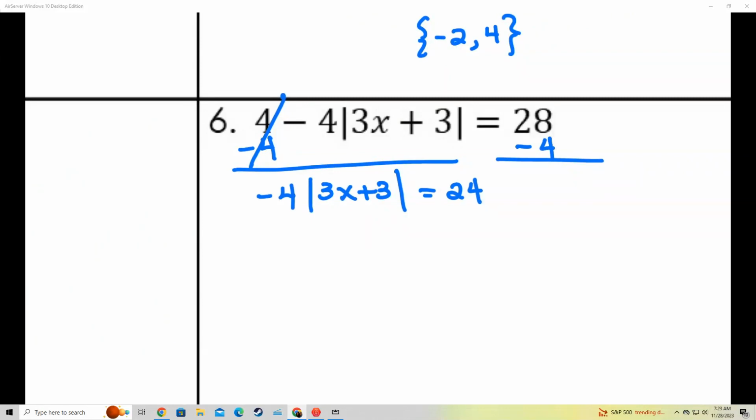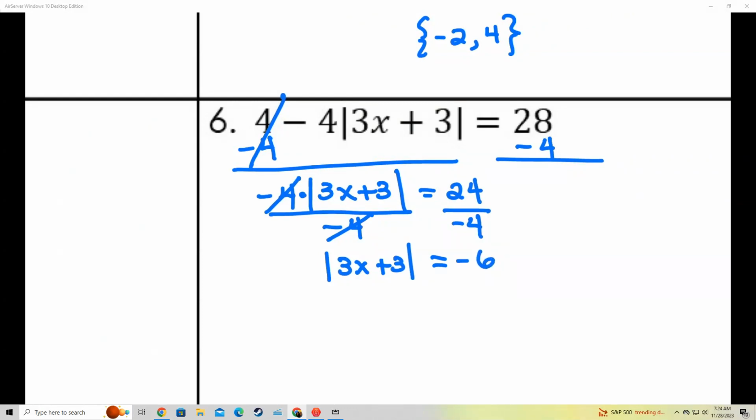The absolute value is still not isolated. I have that negative 4, and there's no operation between the absolute value and the number. So you need to know that there's an imaginary dot there, which means the absolute value is being multiplied by negative 4. If it's being multiplied by negative 4, I can get rid of it by dividing by negative 4 on both sides. These are going to cancel. I get the absolute value of 3x plus 3 is equal to negative 6. The absolute value is isolated. So now I check my answer, and I see that my answer is negative. And when my answer is negative, that's great because I know that there's going to be no solution.